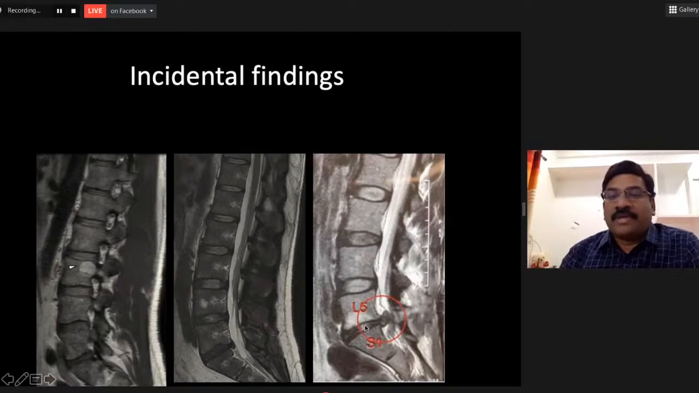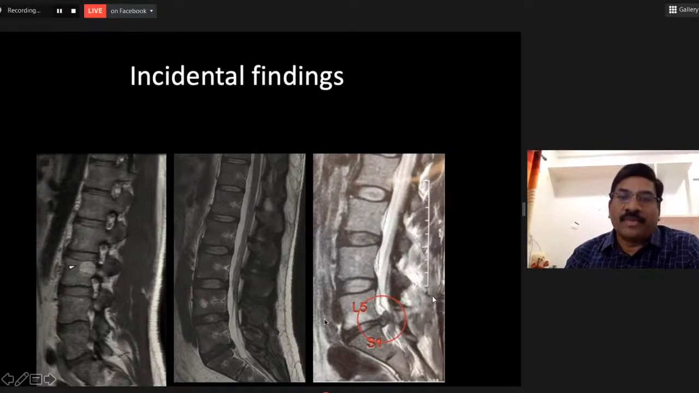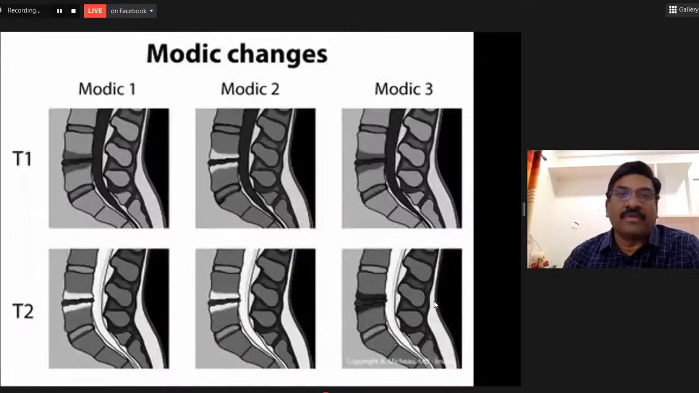And again, the last image, you will see a little bit of change of signal intensity at the L5 lower vertebral body. So these are the Modic changes associated with the disc prolapse. So they are incidental findings. They don't contribute to the pathology, but they are nice to pick up on MRI and comment on those things.